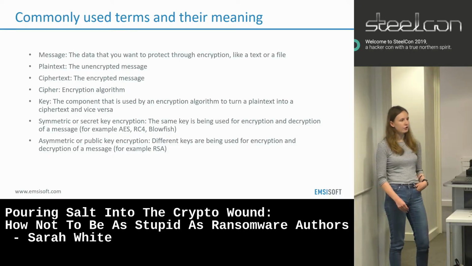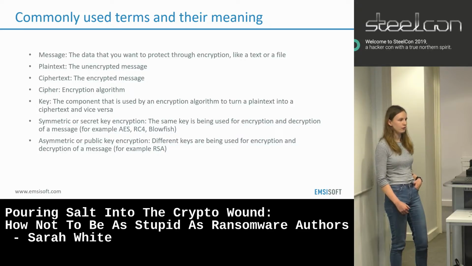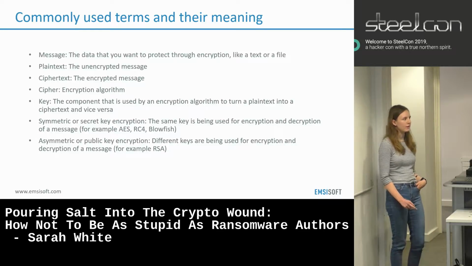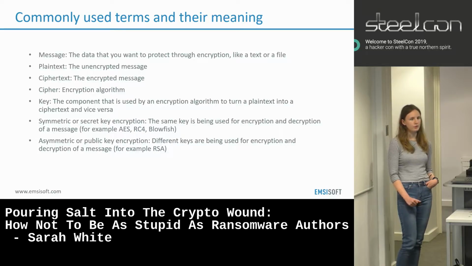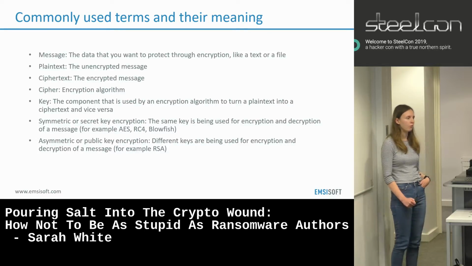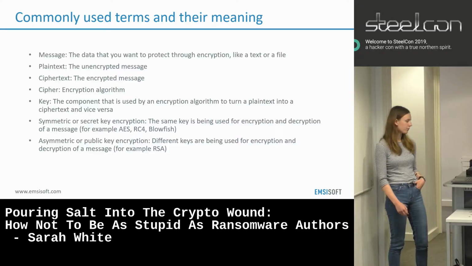Broadly speaking, there are two major types of ciphers. Symmetric or secret key encryption uses a single key to both encrypt and decrypt a message. Common examples are AES and RC4. The other major type is asymmetric or public key encryption, and the difference is it uses two different keys: a public key that is used to encrypt messages, and a private key that is used to decrypt messages.